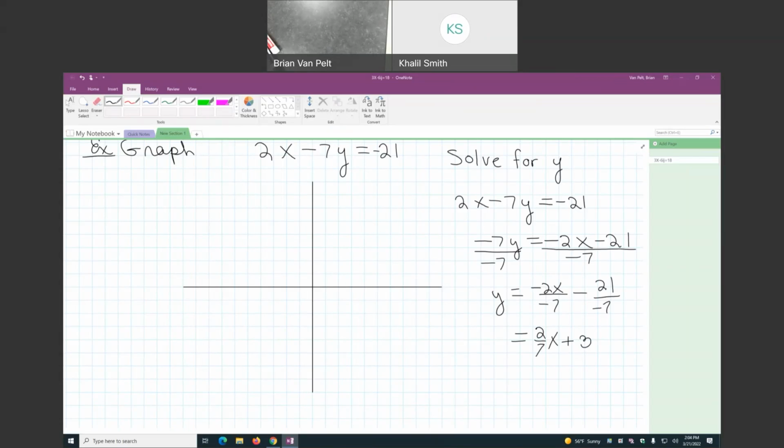What's the slope? There's my m. What's that thing? Y-intercept. That's all I need to know.